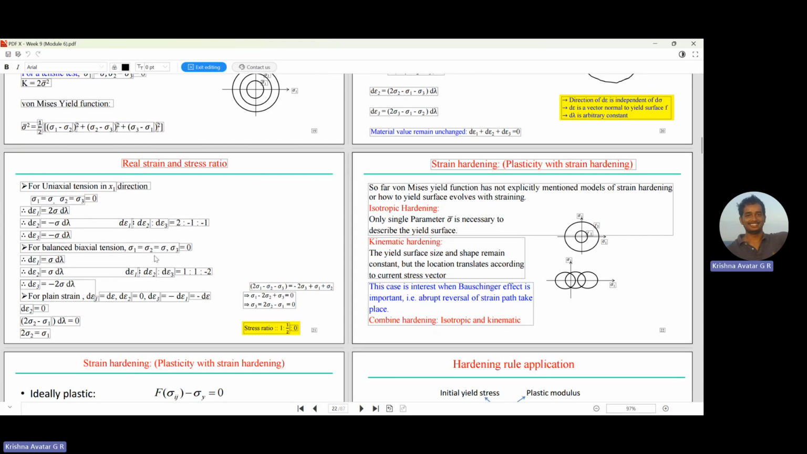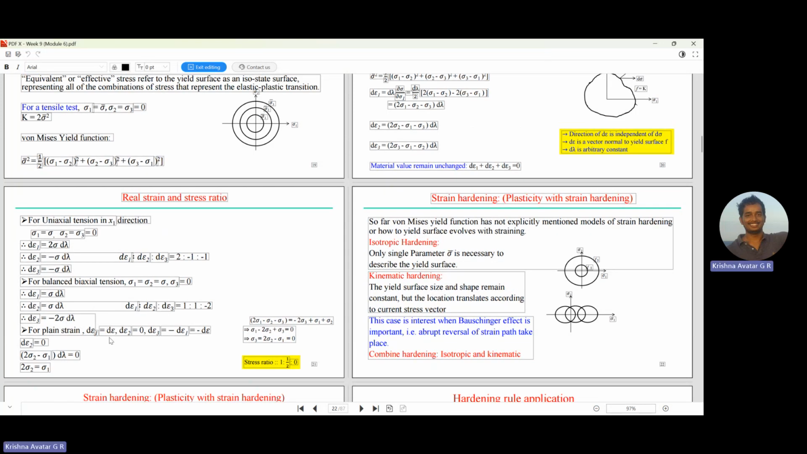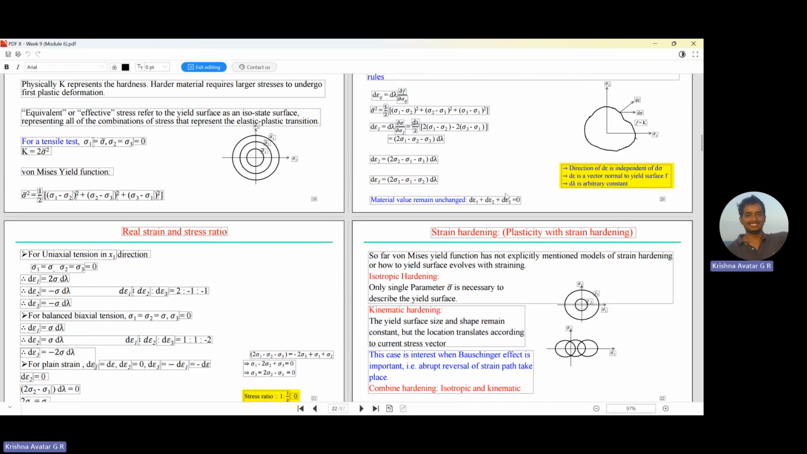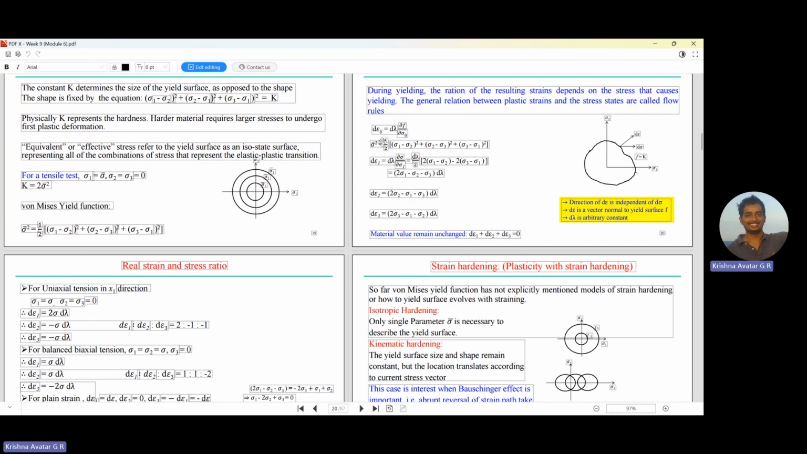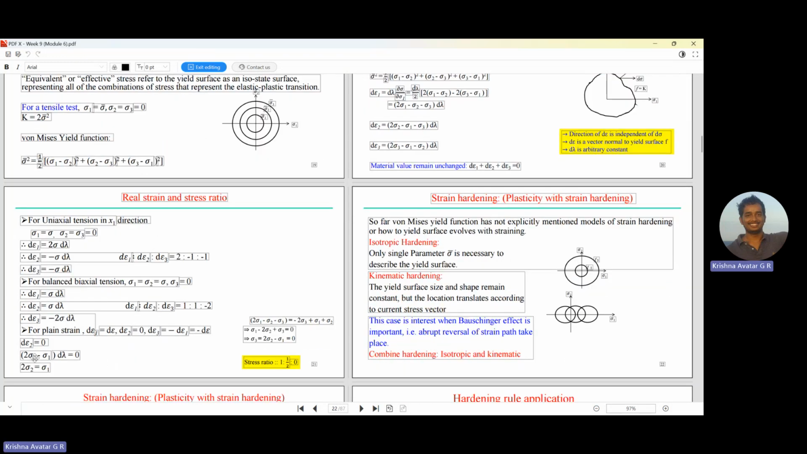For balanced biaxial tension, the corresponding ratios are given by this. And for plane strain, by default d epsilon 2 is equal to 0, so d epsilon 1 is equal to d epsilon, and d epsilon 3 is equal to minus d epsilon 1, because we also have the requirement that the volume remains unchanged for the summation of the strain increments along all three directions. Using this we are able to obtain the strain components, not in terms of the value but in terms of the ratios.